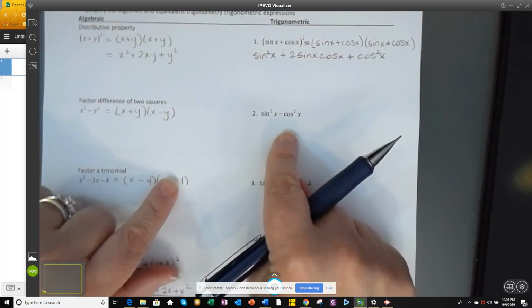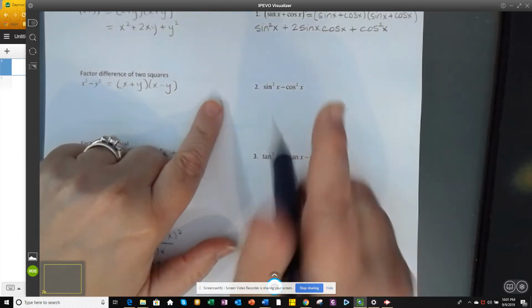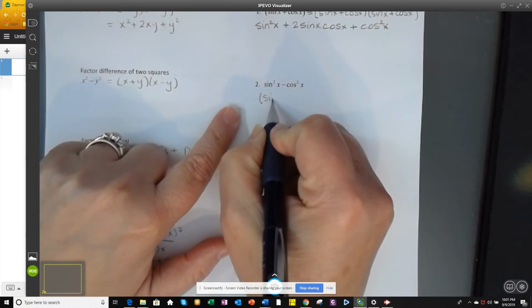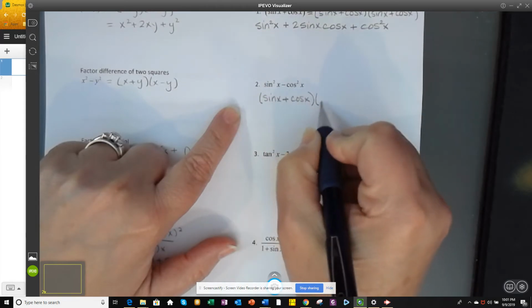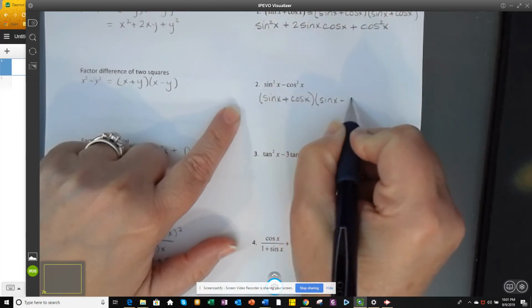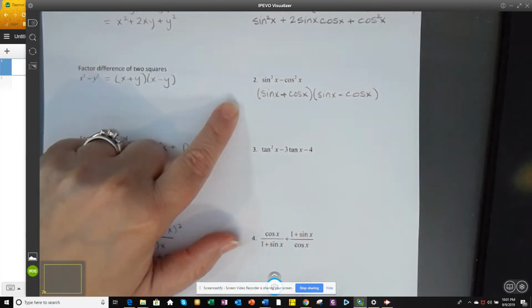Okay, and then now we're going to factor the difference of squares here, just like we did here. And then we'll get sine x plus cosine x times sine x minus cosine x. And we just factored the difference of squares using trig functions.